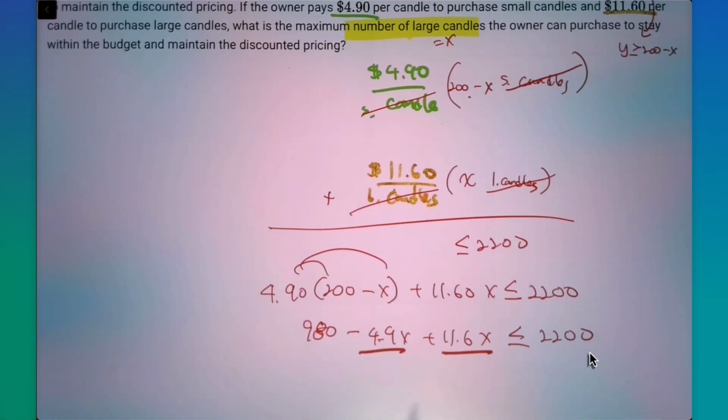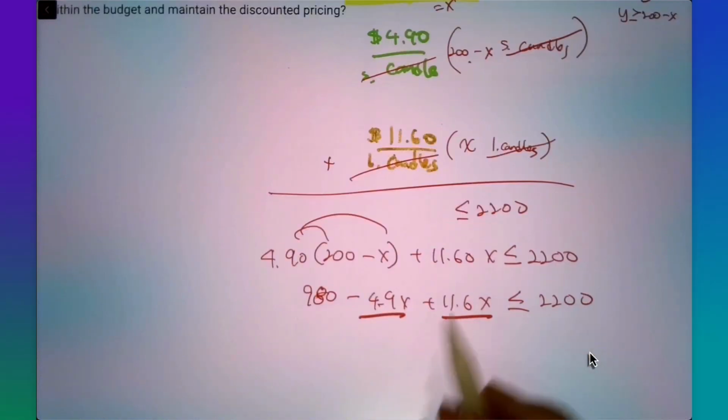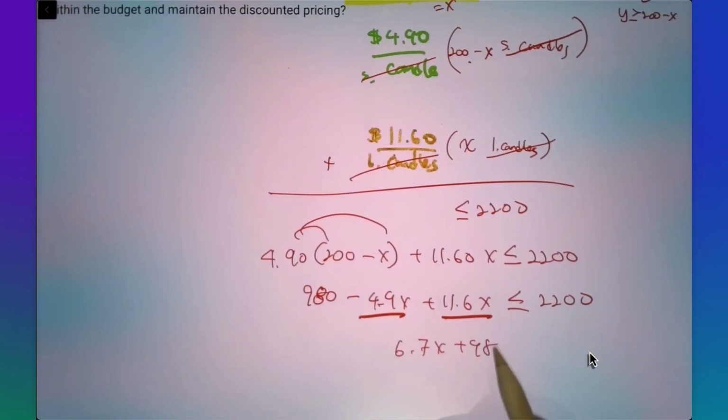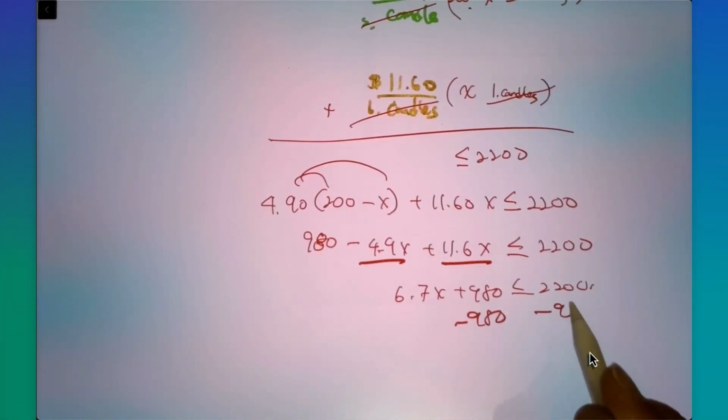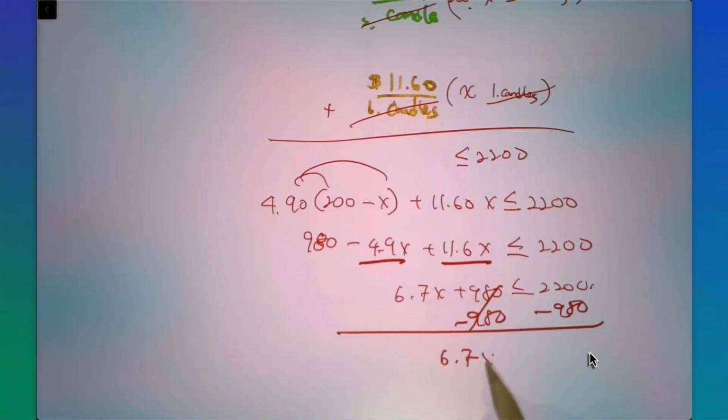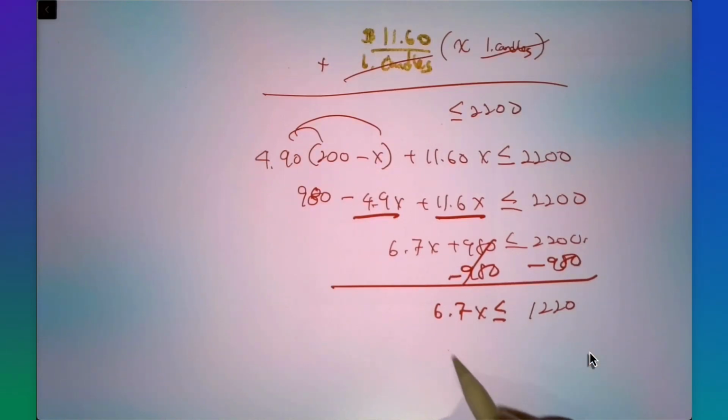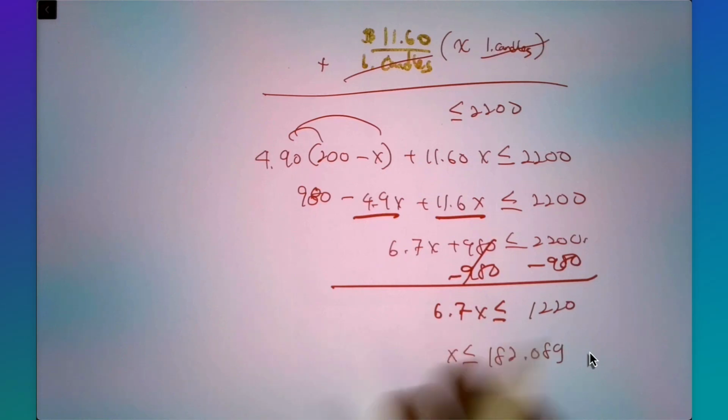We see these two X's are like terms, so 11.6 minus 4.9 is giving you 6.7X. Now we just need to subtract 980 on both sides. When you do that, 6.7X is less than or equal to 2200 minus 980, which is 1220. So let's divide by 6.7, and that's giving you 182.089.